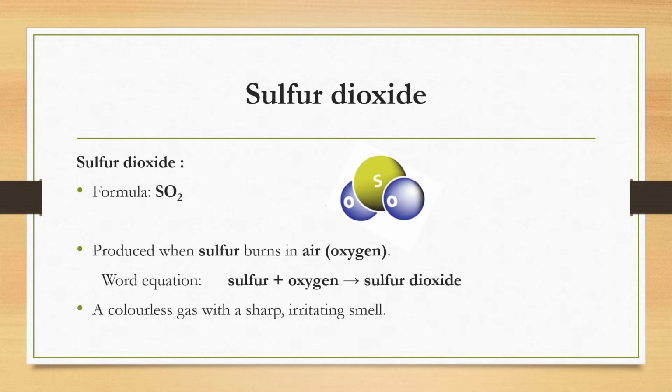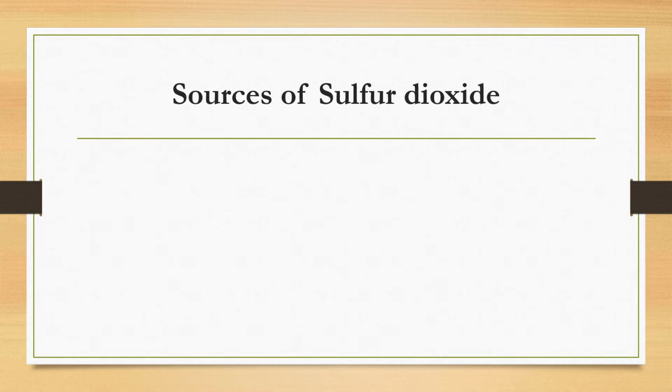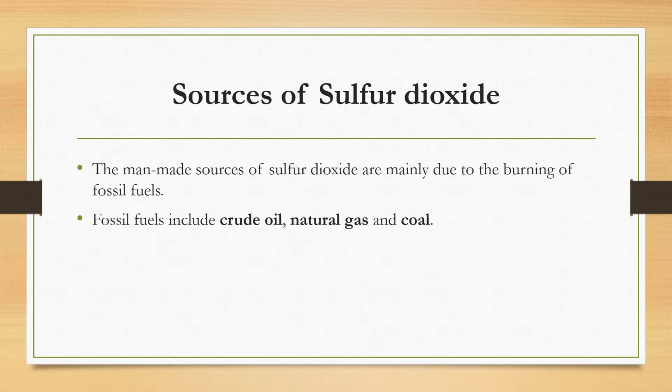One characteristic of sulfur dioxide is that it is a colorless gas with a sharp, irritating smell. Let's investigate some sources of sulfur dioxide. The man-made sources of sulfur dioxide are mainly due to the burning of fossil fuels. These include crude oil, natural gas, and coal.